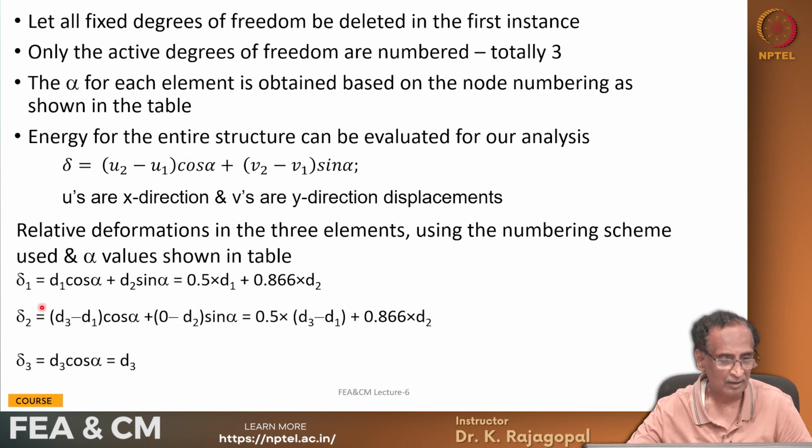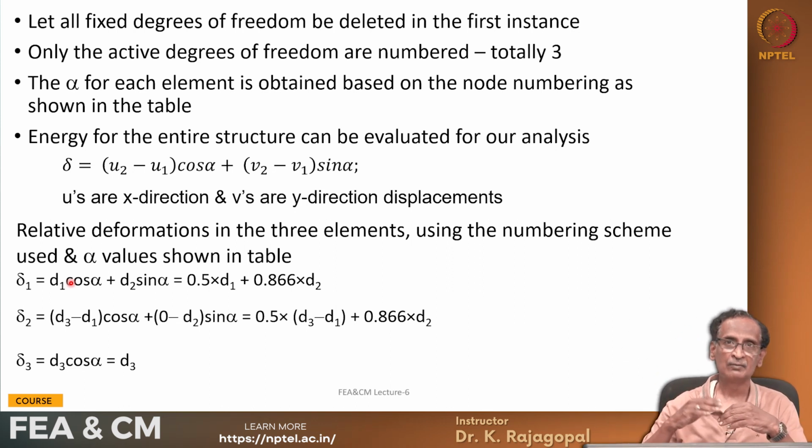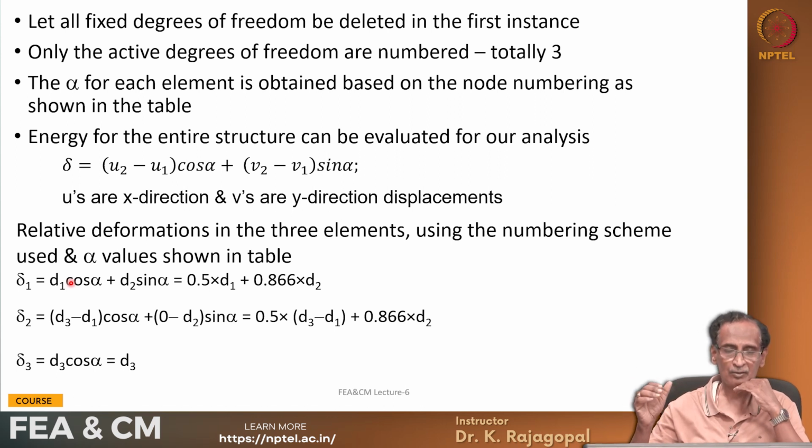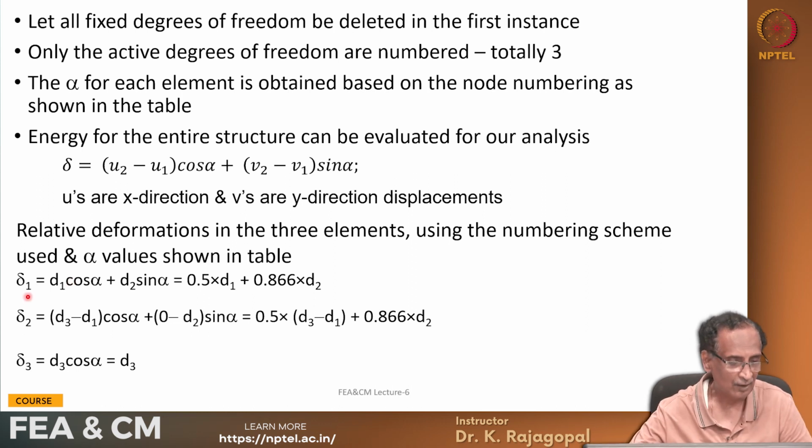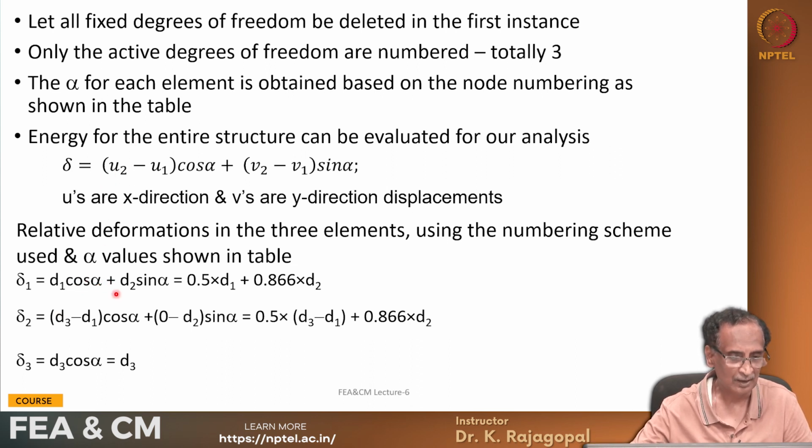Okay. And so, for element 1, it is connected between node 2 and node 1, and node 2 has free degrees of freedom d1 and d2, whereas node 1 is fixed. So our delta 1 is (d1 minus 0) times cosine alpha, that is, the x direction displacement is d1 times cosine alpha, the y direction displacement v2 is d2 times sine alpha, and the cosine alpha is 0.5 and the sine alpha is 0.866 for element 1.